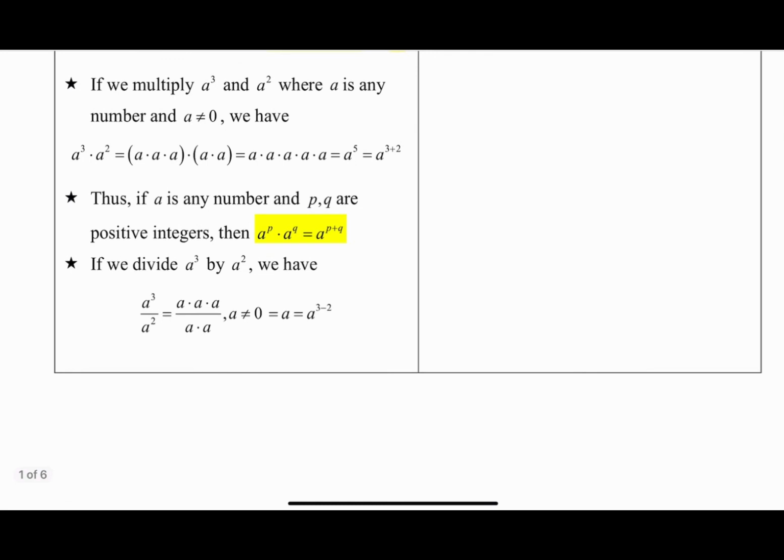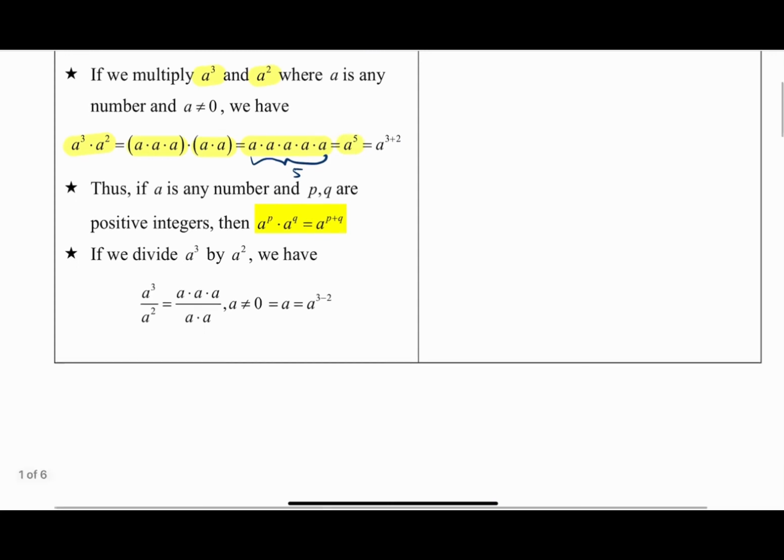Okay, kemudian kita tengok kat sini. If we multiply a cube and a squared, so kalau saya multiplykan a cube dengan a squared ni, awak tengok dekat sini. A cube tu adalah a darab a darab a. Kemudian a squared tu adalah a darab a. Jadi dia akan dapat a darab a darab a darab a darab a, dan kita nampak dia ulang sebanyak 5 kali. Jadi maksudnya a to the power of 5.